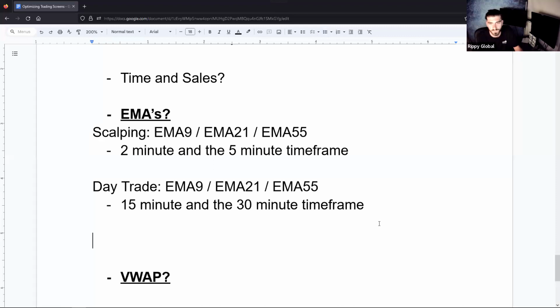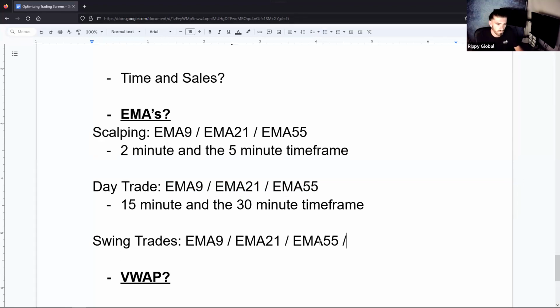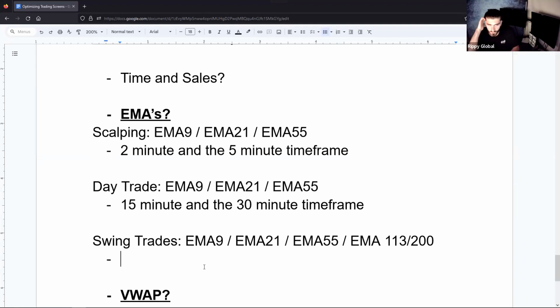So for swings now, once again, I use the same EMAs, but there's one difference that I do have on here. I use the EMA 113 and the 200. When I use the 113, which I'm sure a lot of you may remember, I use the 113 mostly with Amazon. And for those of you who gave it a thought, like, wait, why does that sound so familiar?